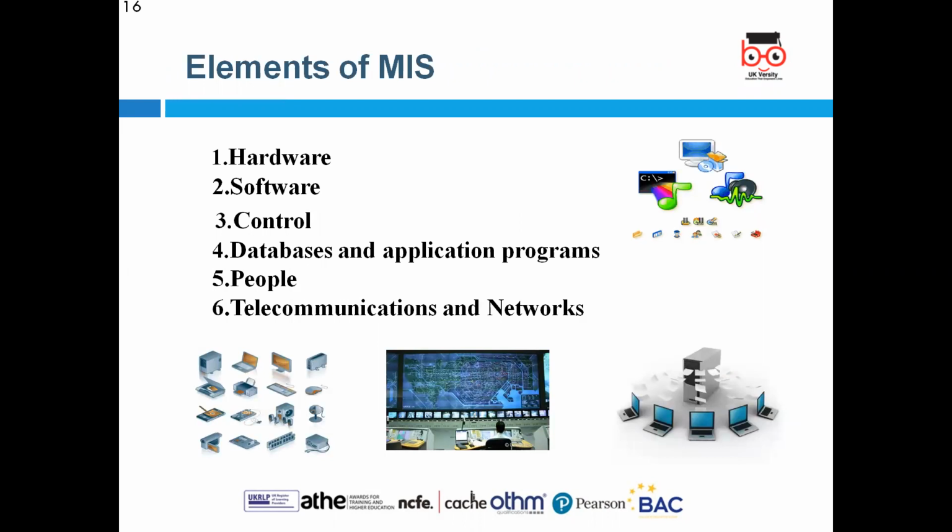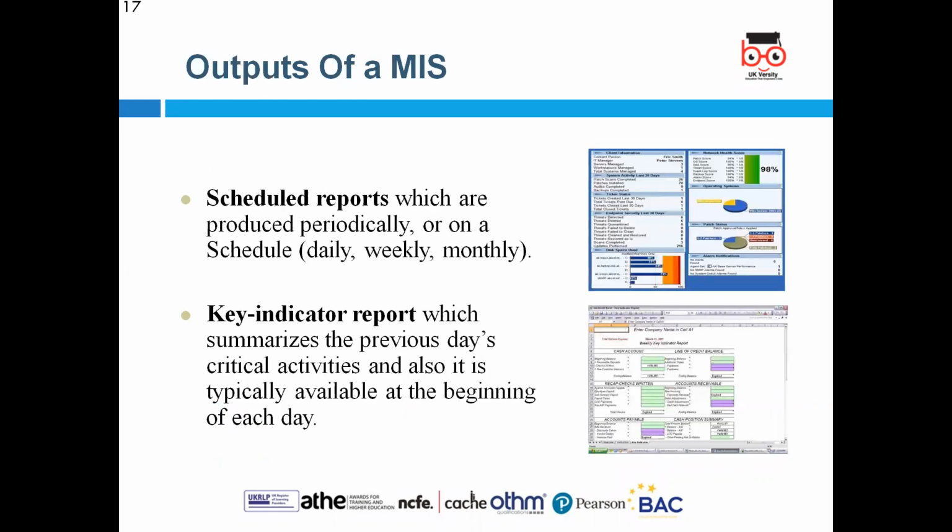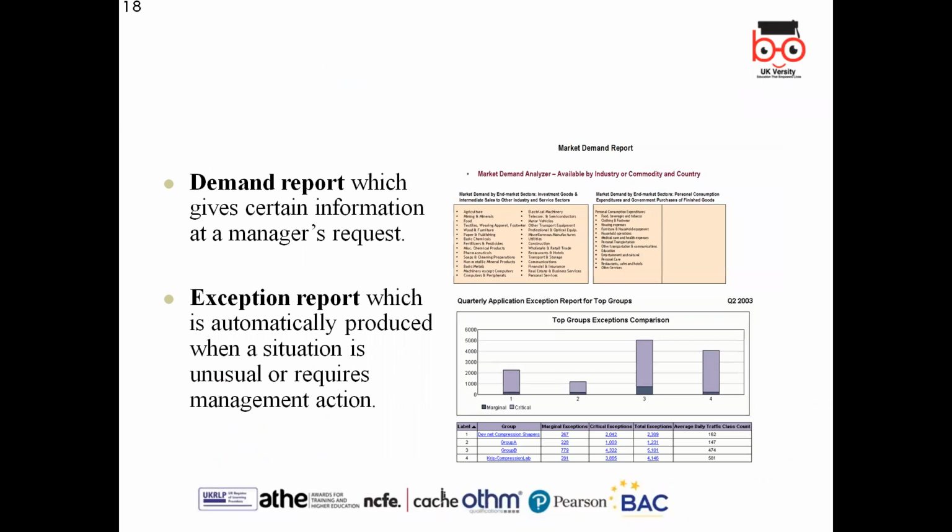As we mentioned earlier, there are different aspects which create our entire MIS. An organization must always have an infrastructure. In this infrastructure, we have where we're storing all our information. After the infrastructure, we'll have software, control, database application programs, people who will be handling the programming, and telecommunication and networks. There are various outputs of MIS, which include scheduled reports, key indicator reports, demand reports, exception reports.